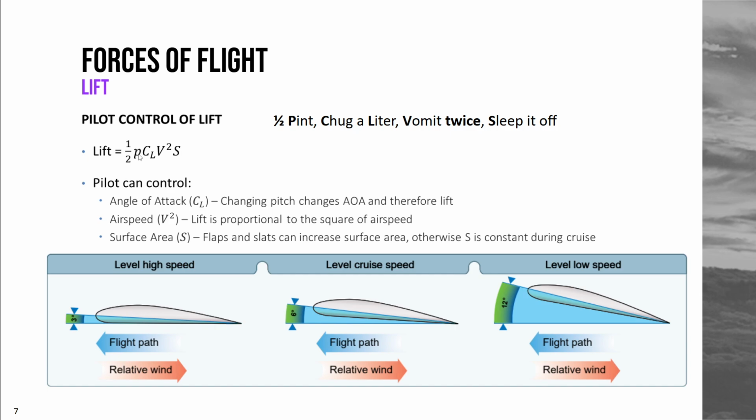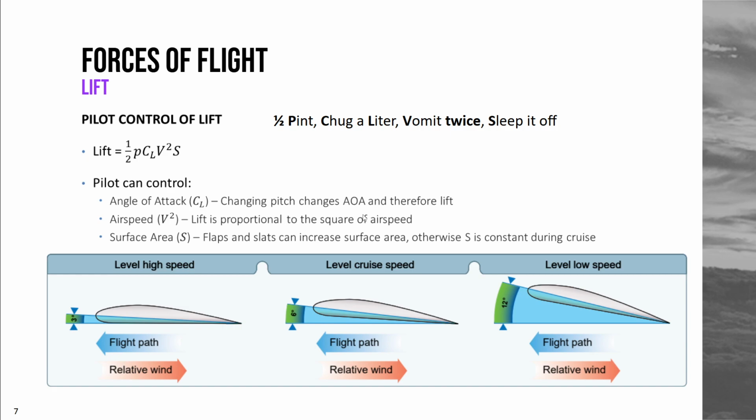Basically, that P is our air density, which as a pilot we can't control for a given day. When we go out and fly, we're just dealing with the conditions that we have for that day. So we can't control this, but we can control our coefficient of lift, our airspeed, and our surface area. So our coefficient of lift is related to the angle of attack that our wing is producing. Remember, the angle of attack is the difference between our chord line and our relative wind. Changes in pitch change our angle of attack, therefore increase lift or decrease lift.